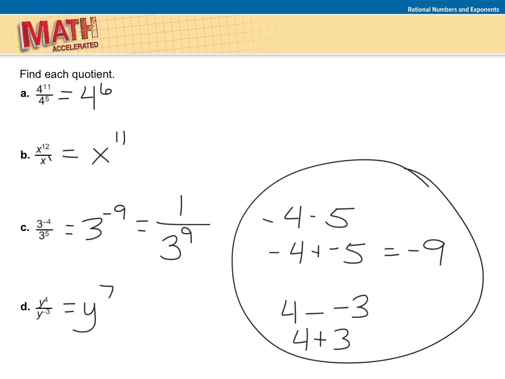Questions over adding and subtracting? Remember, if you're working with powers of the same base, you keep the base. What do you do with the exponents if you're multiplying? You add them. What do you do if you're dividing? Subtract.